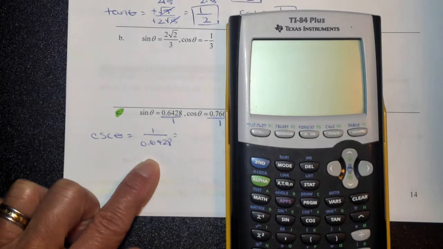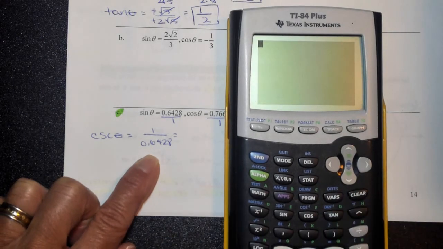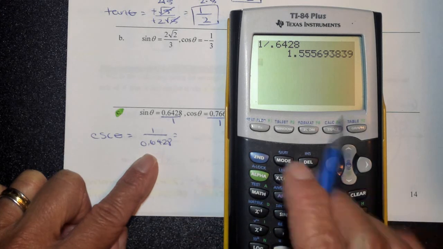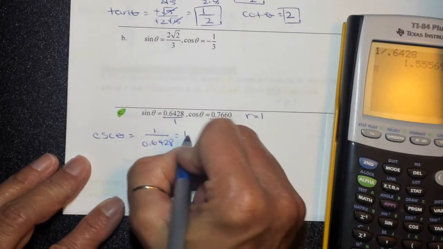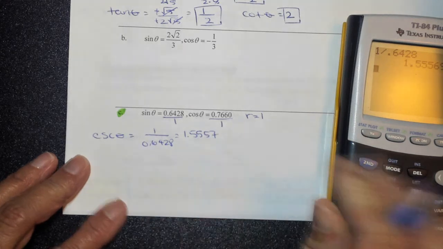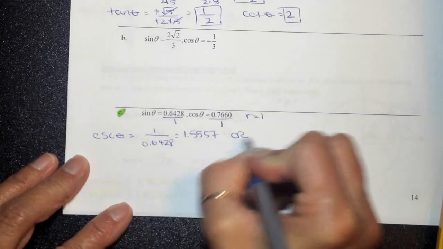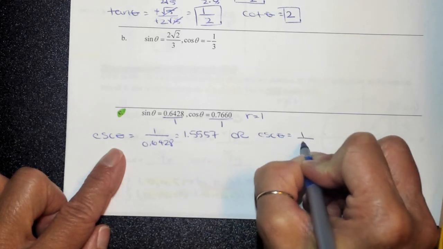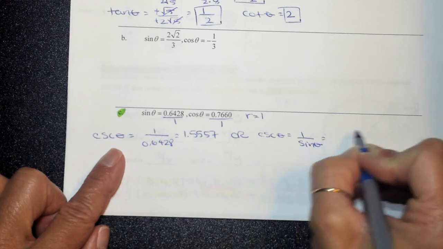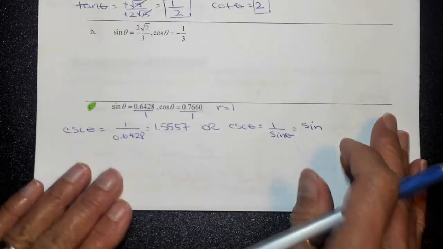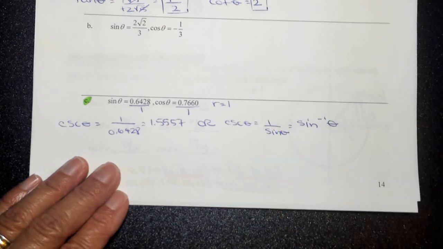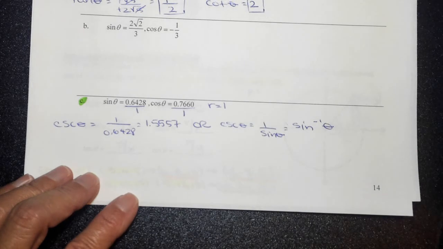So in my calculator, I can do one of two things. I can say 1 divided by 0.6428, that's going to give me the answer of 1.5557. Or something else that we can do. Everybody watch. Here, if the cosecant of theta is 1 over the sine of theta, this is the same thing as, and we talked about this in a lot of classes, when I bring this to the top, sine to the negative 1 of theta.